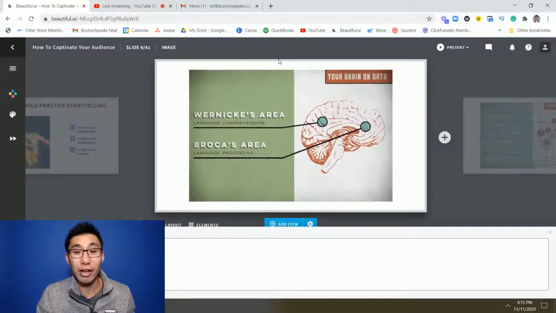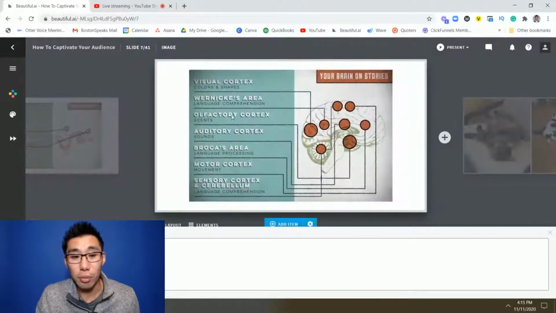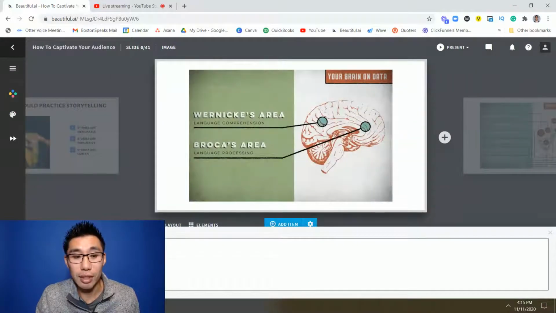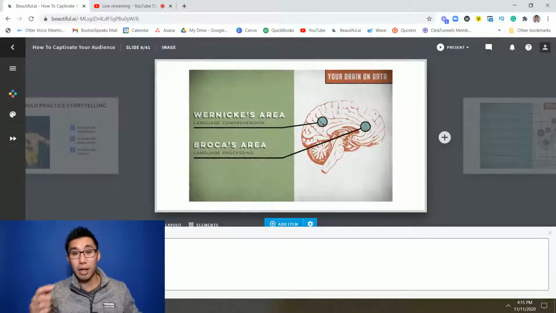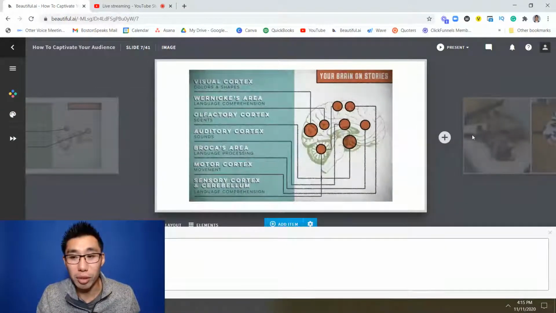Next, I provided rational analysis. As you can see, this is your brain on data, and this is your brain on stories. Also, this is a contrast. Well, what is a contrast? Think of pros and cons, before and after, this or the other. This is a contrast, right? This is your brain on data, and this is your brain on stories.